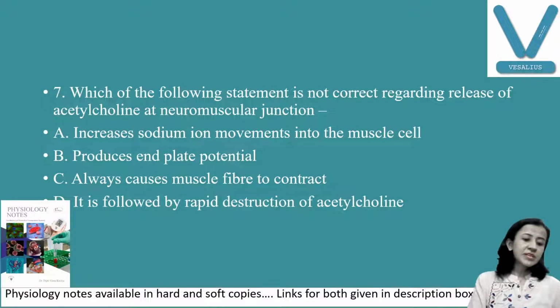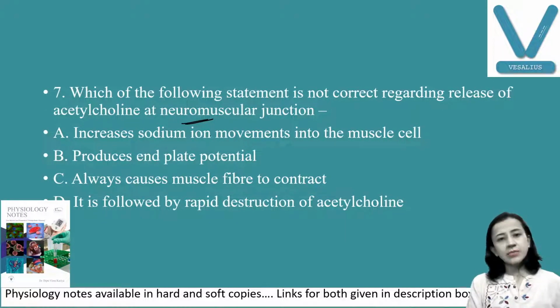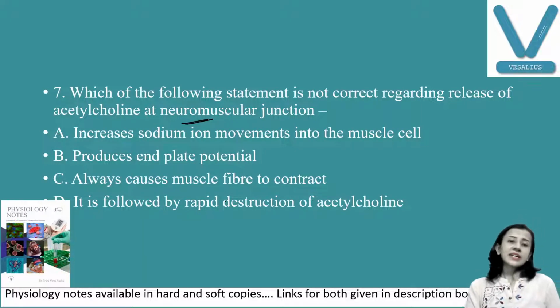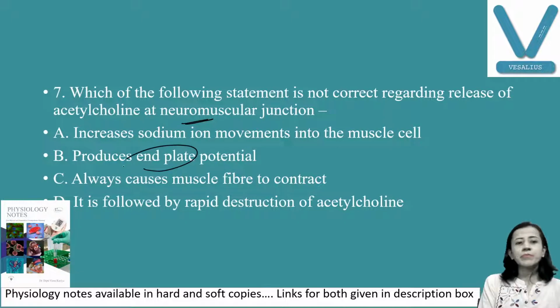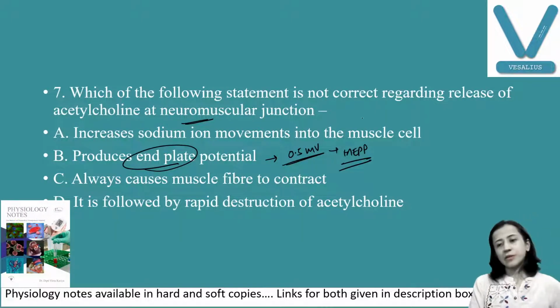Which of the following statement is not correct regarding release of acetylcholine at neuromuscular junction? Increased sodium ion movement inside the muscle cell produces end plate potential, always cause muscle fiber to contract, and it is followed by rapid destruction of acetylcholine. Okay, here incorrect answer, that is, it will not always produce end plate potential. Okay, because sometimes if the small amount of acetylcholine is released, that change in the membrane potential only 0.5 millivolts, so it produces miniature end plate potential and not produce end plate potential.